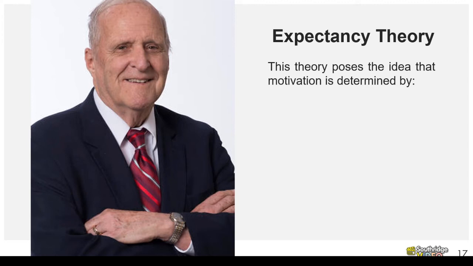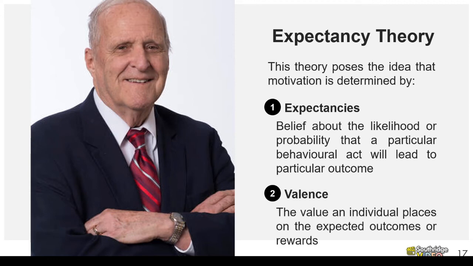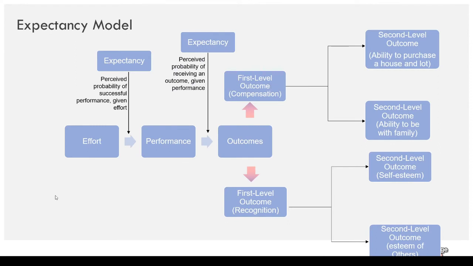This theory poses the idea that motivation is determined by these factors: expectancy and valence. Expectancy is the belief about the likelihood or probability that a particular behavior will lead to a particular outcome. Second, valence is about the value an individual places on the expected outcomes or rewards. So here is an example of an expectancy model.